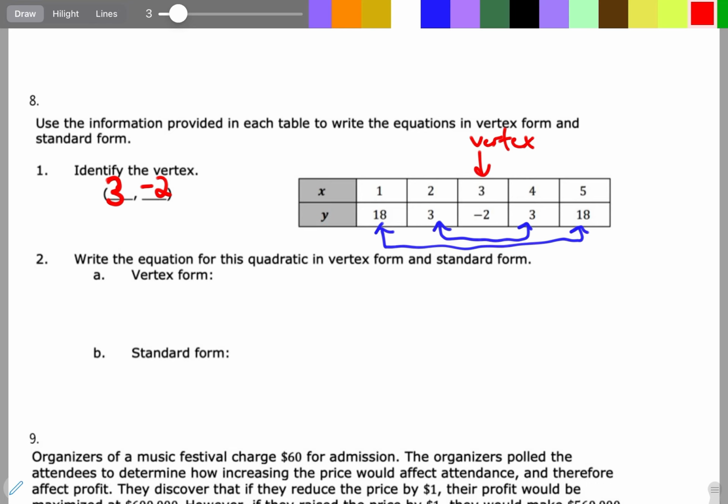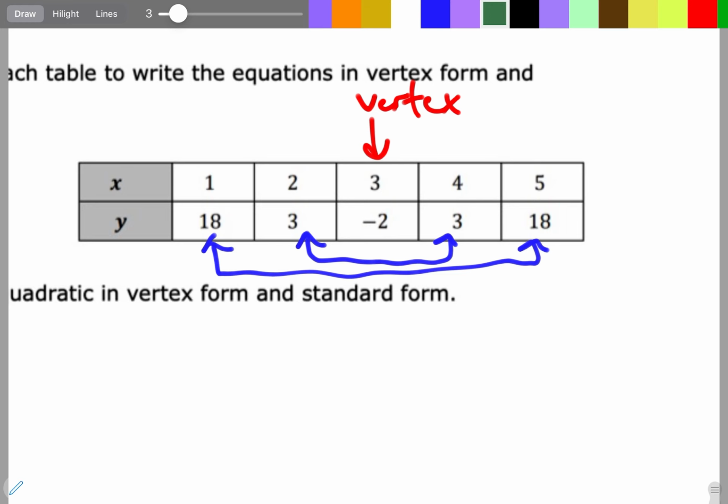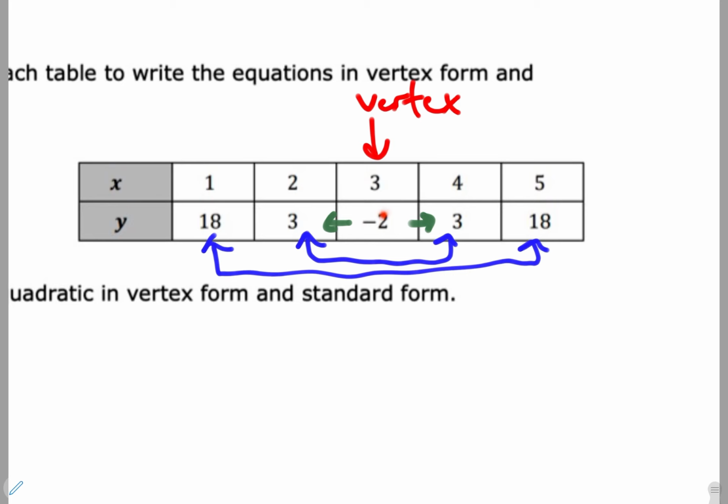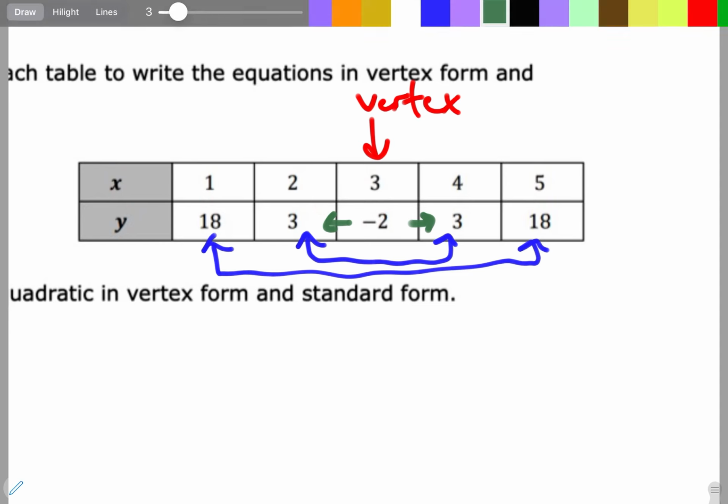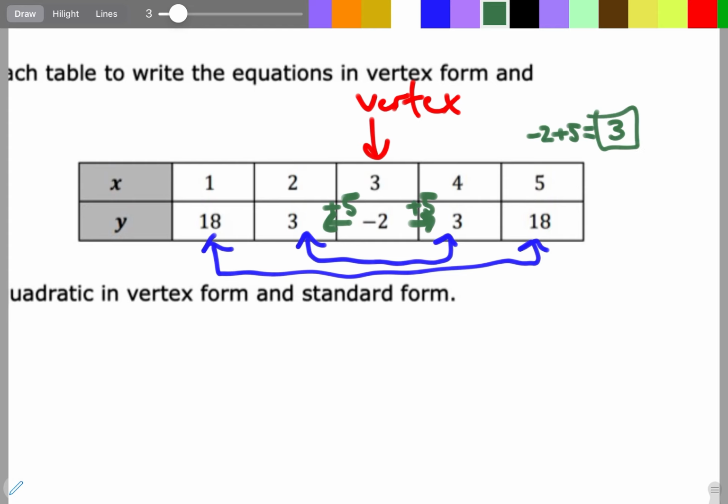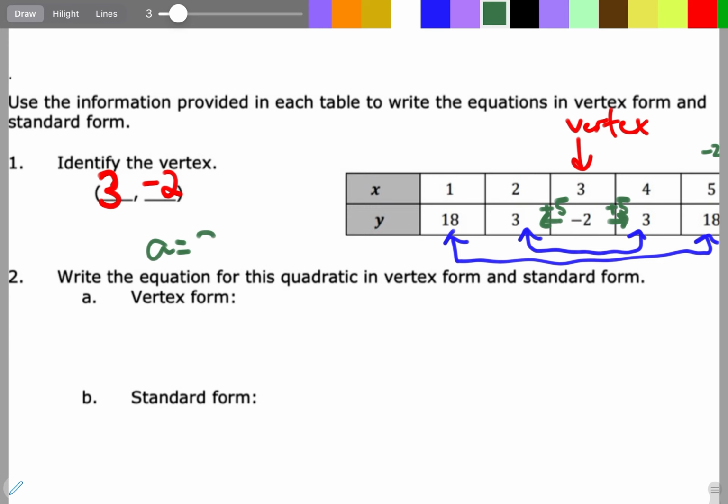Now, to put this in vertex form, we do need an a value. How do I find my a value? I go to my vertex and travel to my next door neighbor. What is the distance from -2 to 3? That is going to be +5. If you don't know that, you need to work on your addition and subtraction skills. -2 plus 5 equals 3. And that's how you go from vertex to next door neighbor. A value is equal to 3.